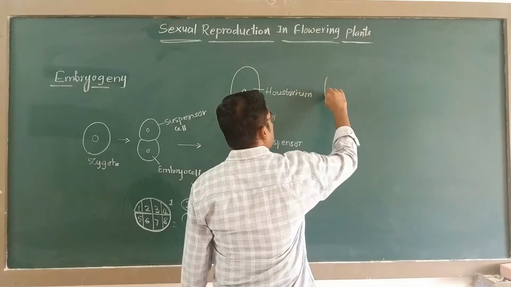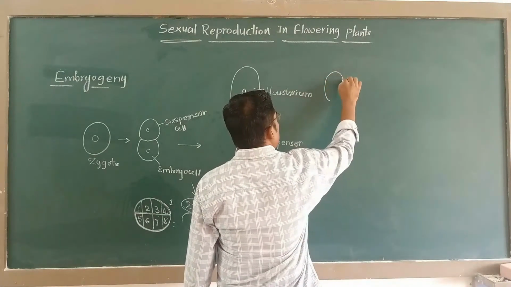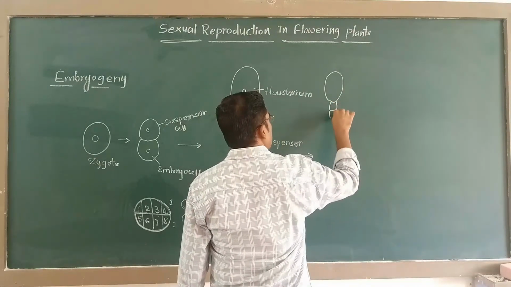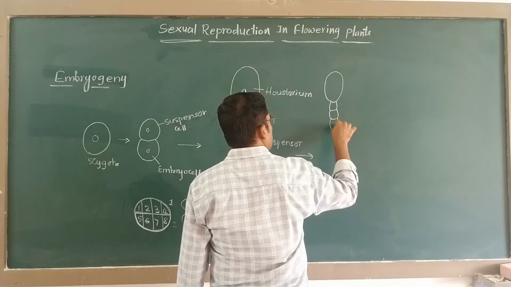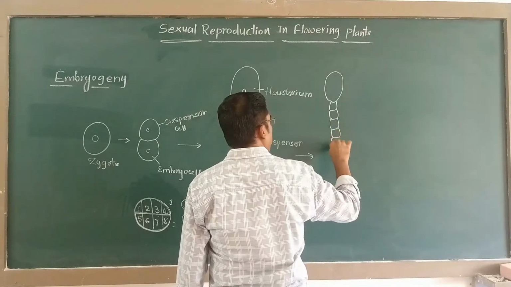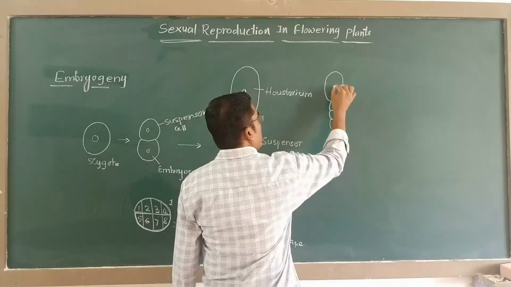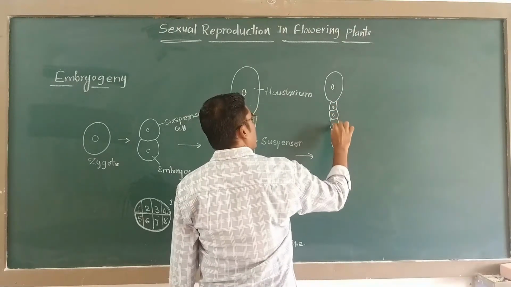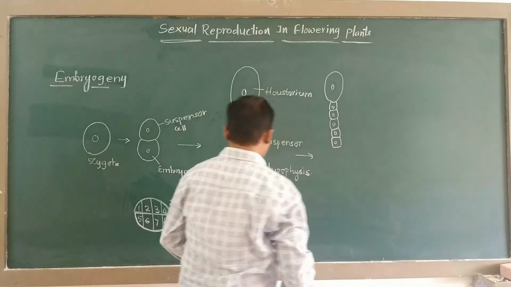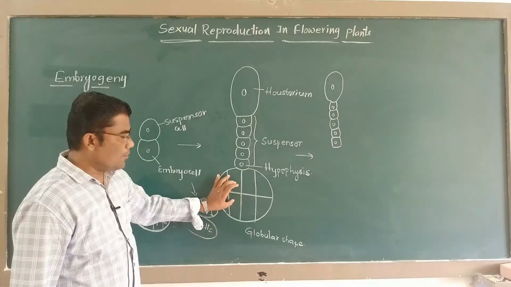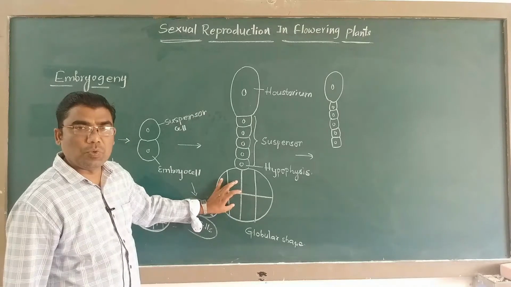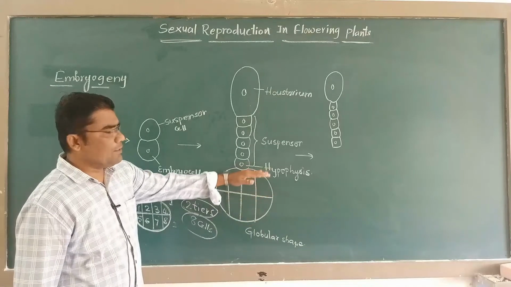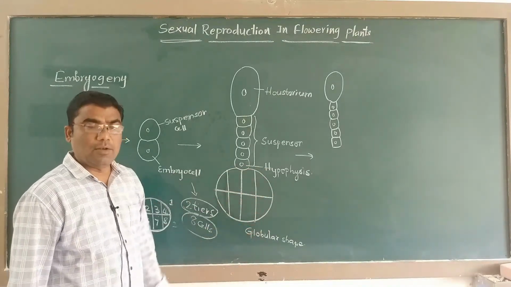So here there is a presence of a suspensor, and this one is the haustorium, and here these are the remaining cells of the suspensor. Now observe this one. This globular embryo comprises 8 cells in 2 tiers. Here this is the first tier, and this one is the second tier. Say this is the upper tier and the lower tier, the upper layer as well as the lower layer.